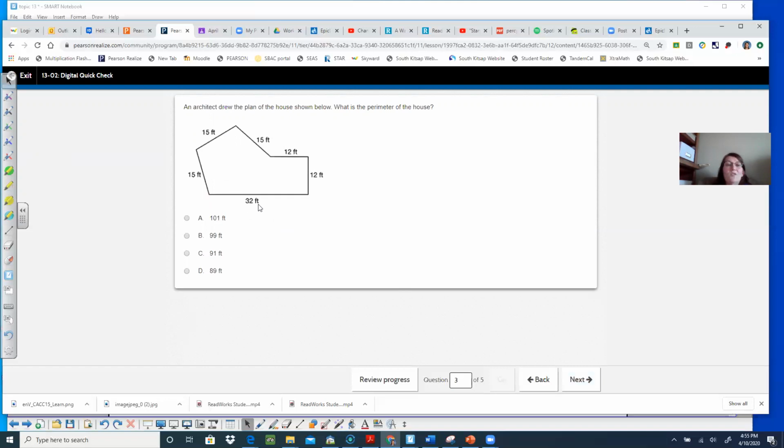Okay, on this one, there's a lot of sides. You have 1, 2, 3, 4, 5, 6 add-ins. Stack them up on your paper and add them. Do not just guess.